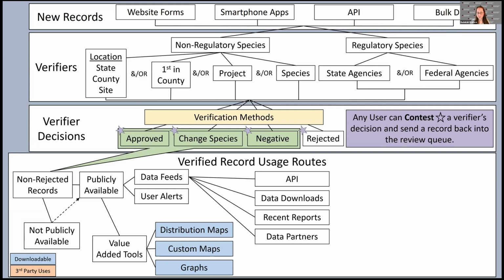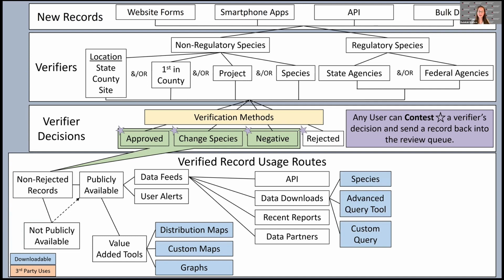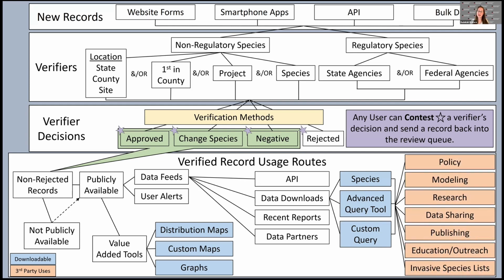The data downloads include data coming out through basically three different ways: species, which will include data coming from the maps, data being requested through our advanced query tool, and custom queries that exist. Any which way that data comes out, it's used in a huge variety of ways. This includes informing policy, developing models.